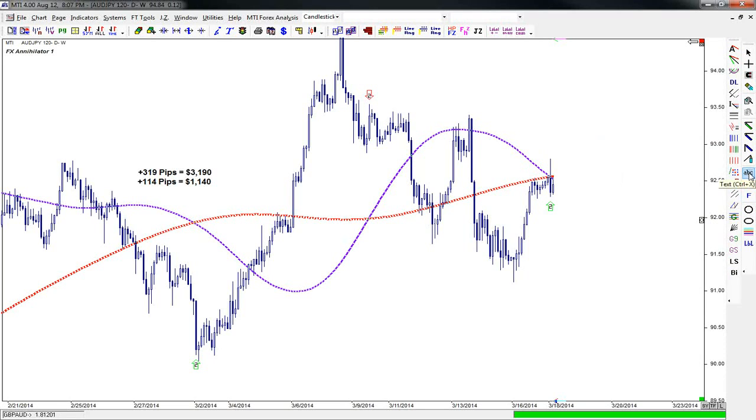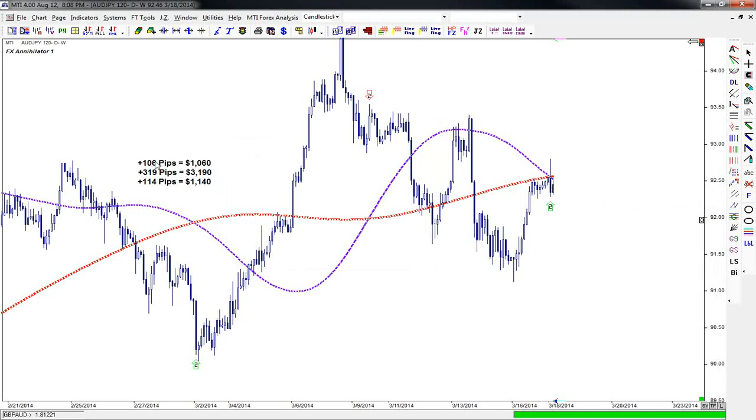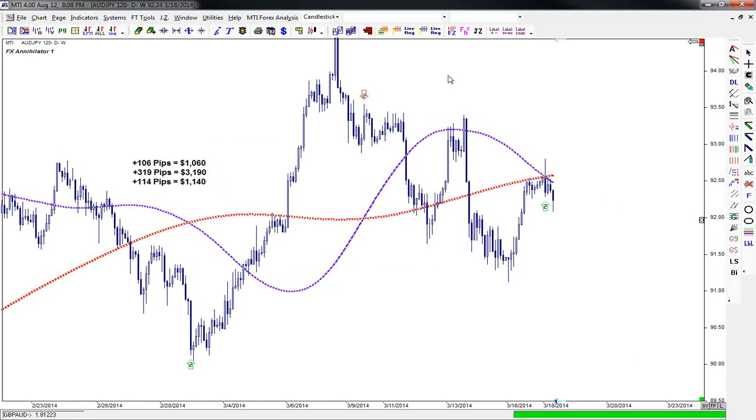All right? So once again, take a look, everyone. How many pips did we just generate? Did anyone catch that? So once again, we got in right here. We got out right here, and we are up 106 pips, or 1,060 US dollars. So 3 trades, and let me do this. I'm going to show you one more for the sake of the example. Great job, Kenny.